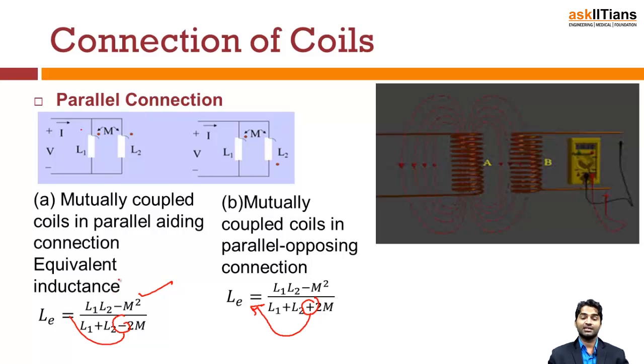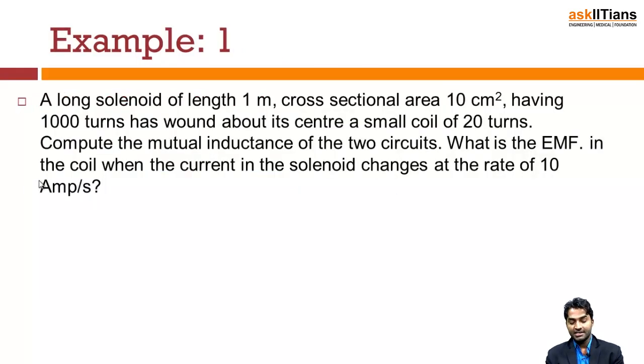When coils are connected in series and in parallel, this gives the net equivalent inductance. Now we will discuss a problem based on this concept. A long solenoid of length 1 meter, cross-sectional area 10 centimeter square, having 100 turns, has wound about its center a small coil of 20 turns. Compute the mutual inductance of the two circuits. What is the EMF in the coil when the current in the solenoid changes at a rate of 10 ampere per second?